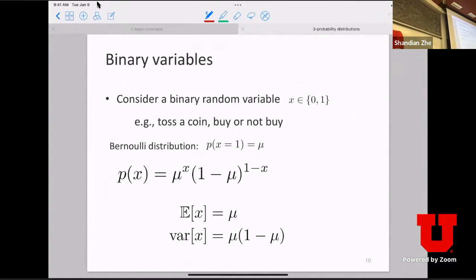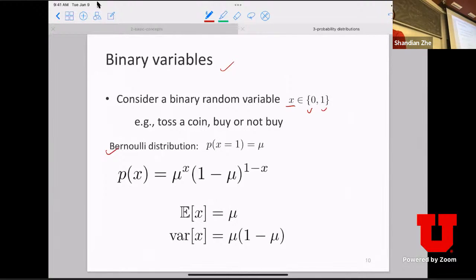First, we're going to look at the commonly used probability distributions for binary variables. So consider a binary random variable. That means this random variable x takes either 0 or 1. Like you toss a coin, the outcome is either heads up or tails up. You buy something or not buy something, the decision is binary. The stock market price is increasing or decreasing, which is binary. It's very common in practice. So we often use the so-called Bernoulli distribution to model a binary random variable.